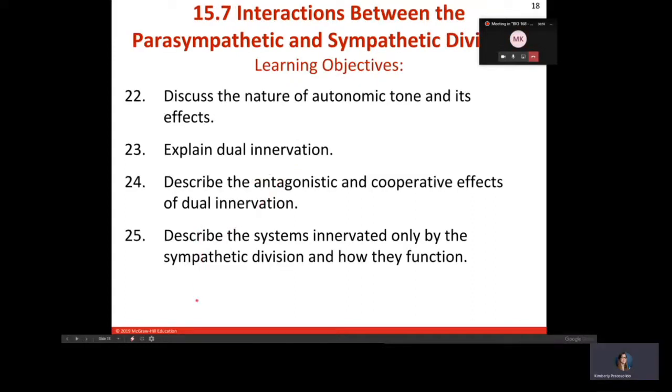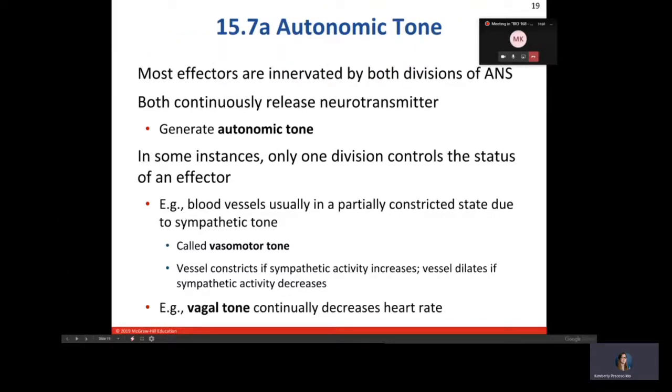So these two systems, the parasympathetic and sympathetic nervous system, are going to be working together. And they're working together to maintain homeostasis at all times. And so most of our effectors, right? Remember, effectors are cardiac muscle, like our heart, smooth muscle that lines our organs, as well as glands, right? So our endocrine glands. Most of them are innervated by both divisions of the autonomic nervous system. And they both continuously release neurotransmitter. And we call this autonomic tone.